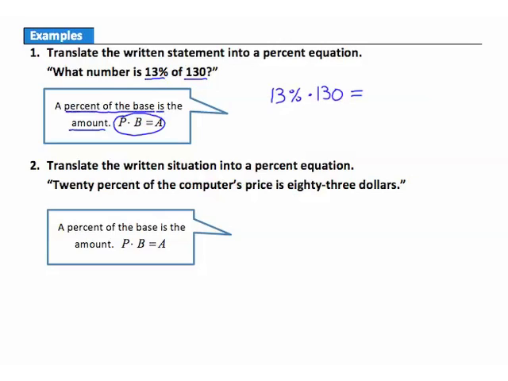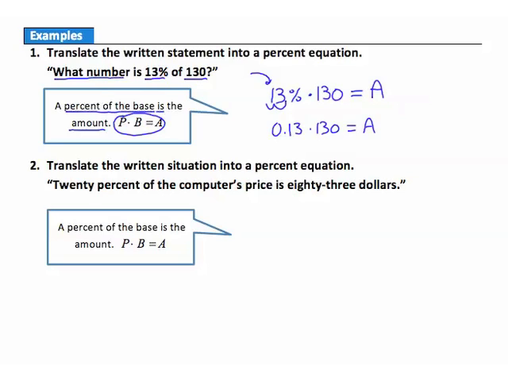equals, and now the amount is the amount. In this case, we don't know what the amount is. It's right here. We're calling it what number. So we're going to leave that as a variable a. Now, one more step here. We don't actually do any calculations with a percent. We need to change this percent to a decimal. To change 13% to a decimal, all we need to do is move that decimal place 2 places to the left. So it starts here on the right, and we're going to move it 2 places. So we end up with this. 0.13 times 130 equals the amount.